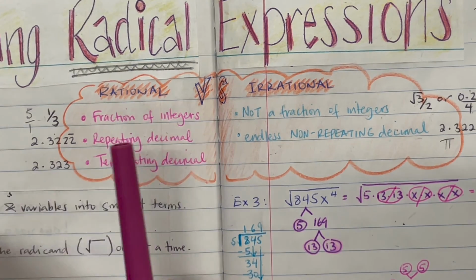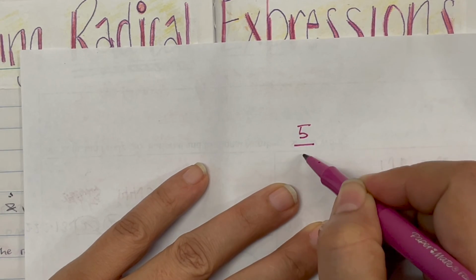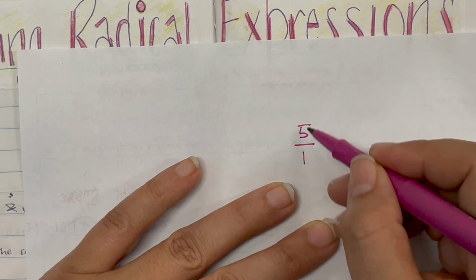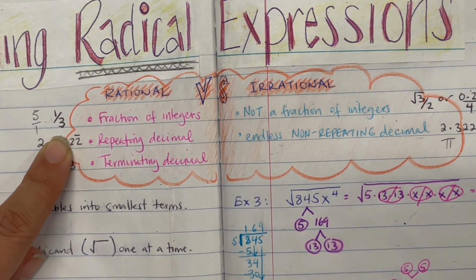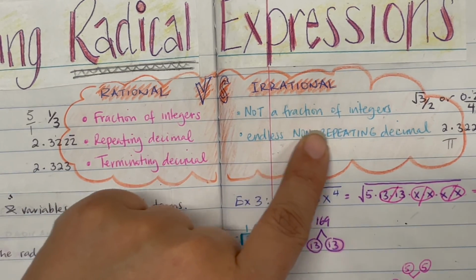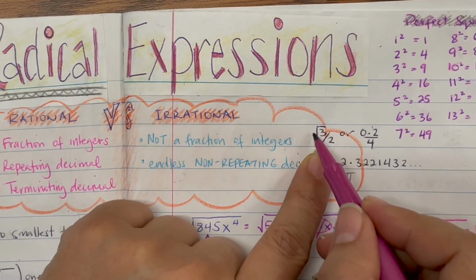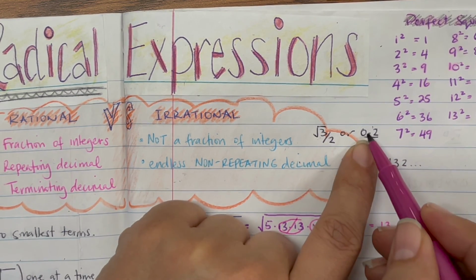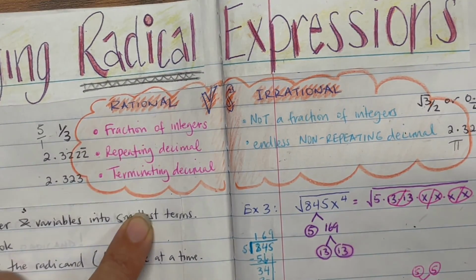What does that mean? You have like a number 5. And 5 divided by, if I was to write it as a fraction, it would be what? 5 divided by 1, right? That's a fraction of integers, okay? 5 divided by 1, 1 over 3. That's a fraction of integers. What is not a fraction of integers? If I have radical 3 divided by 2, because radical 3 is not an integer. What about 0.2 divided by 4? 0.2 is not an integer. So again, for it to be rational, these 3 things must be true.